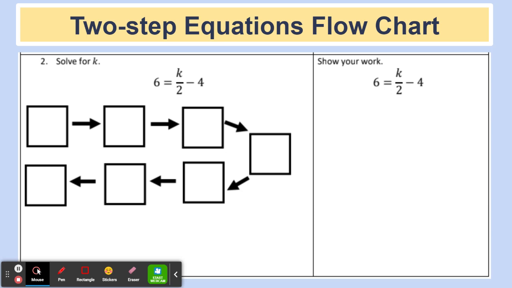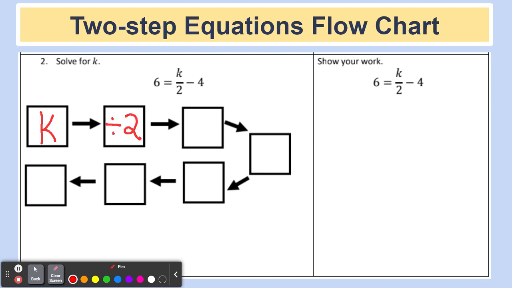All right, example number 2, we're going to solve for k this time. So that is our variable. And then we're going to go ahead and identify the first thing that is happening to k. So in this example, it says 6 equals k divided by 2 minus 4. So the first thing that's happening to k is that it's being divided by 2.